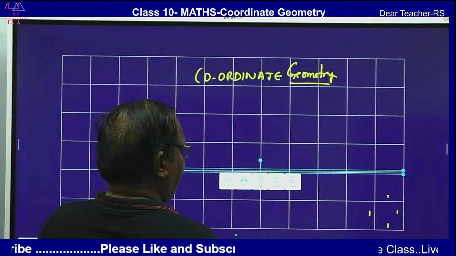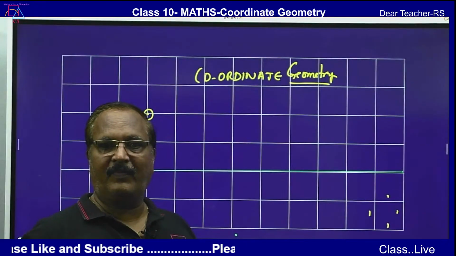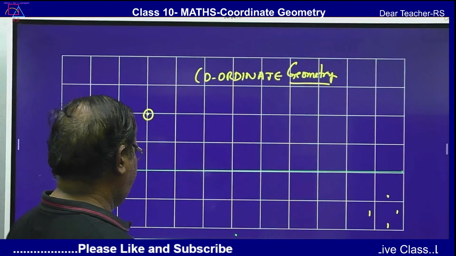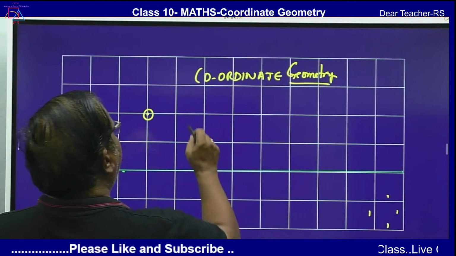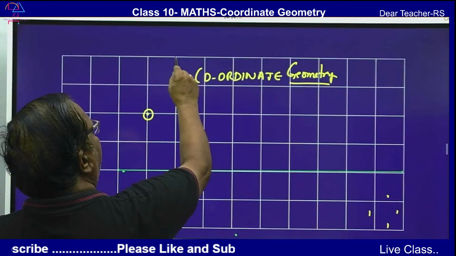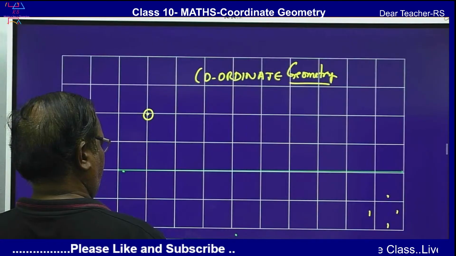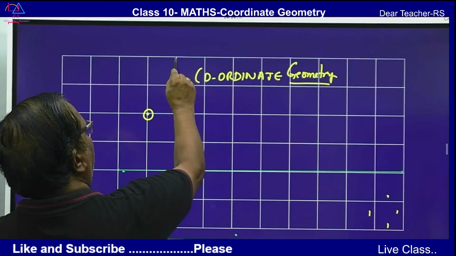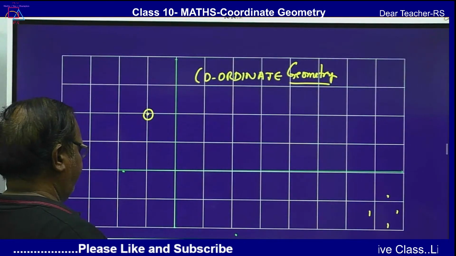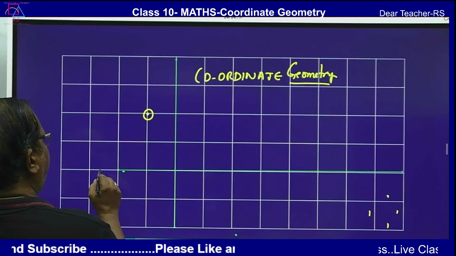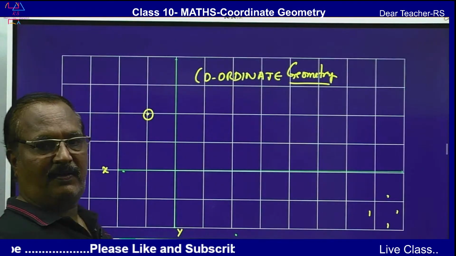I hope you can see this horizontal line, right? In the same way, you can take a vertical line also. This is a vertical line. Now this horizontal line we call the x-axis, and this vertical line we call the y-axis.